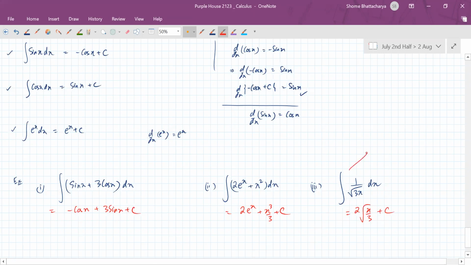So if this is confusing, you just understand it this way. 1 by root 3x can be written as 1 by root 3 into 1 by root x. So integral of 1 by root 3x can just be written as... Sir, 2x raised to power 3 by 2 whole divided by 9 will simplify to your answer for the third.